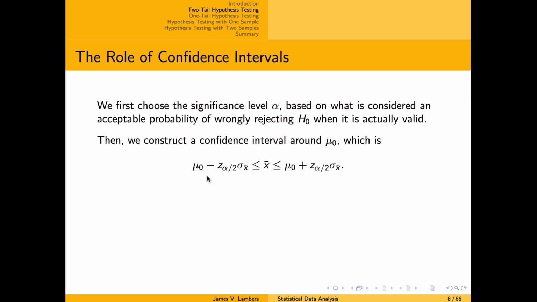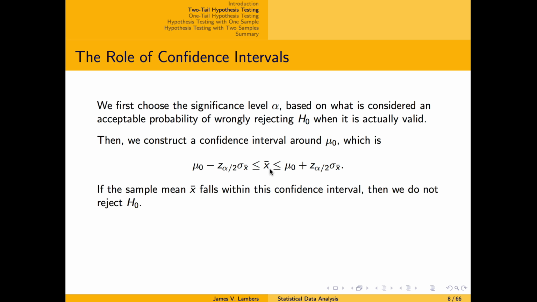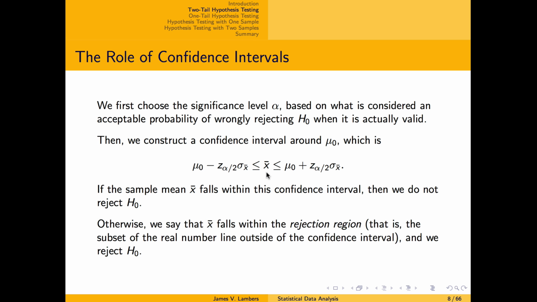The margin of error of our confidence interval is exactly the same as before, z sub alpha over 2 times the standard error of a mean. If a sample mean x bar falls within this interval, then we do not reject H0. Otherwise, x bar is in the rejection region, so we do reject H0.